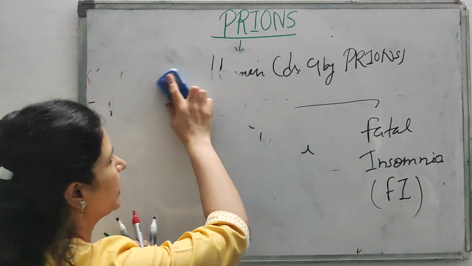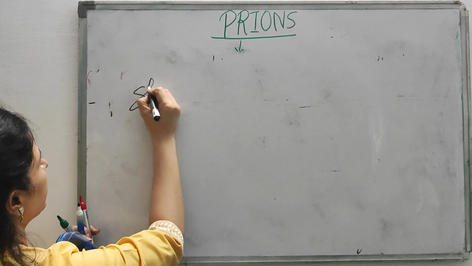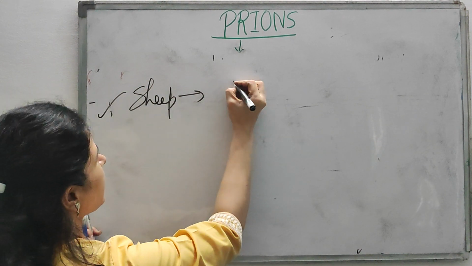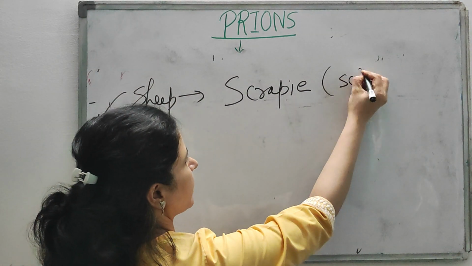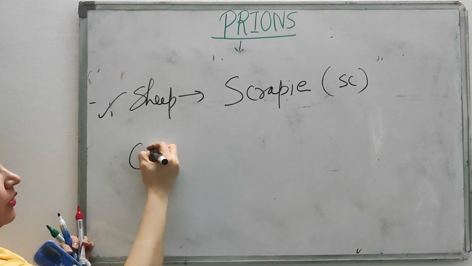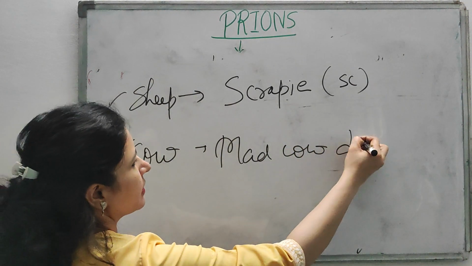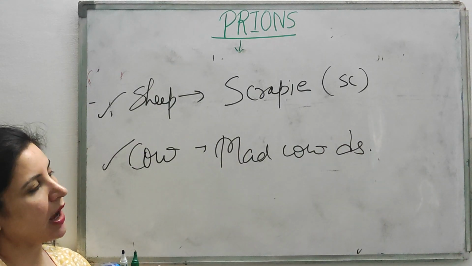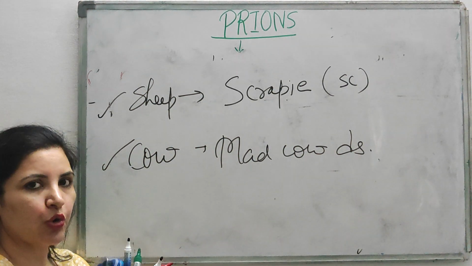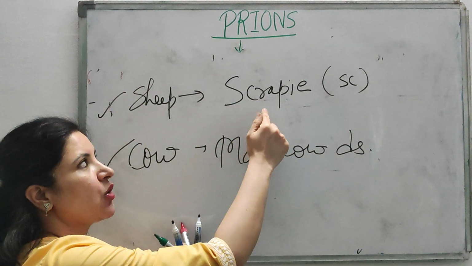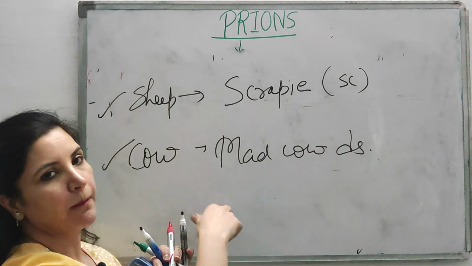Now, besides humans, prions can also cause diseases in sheep as well as in cow. In sheep, it will cause a disease known as scrapie. In short form, scrapie is written as SC. And in cow also, prions can cause a disease known as mad cow disease. So these are the different diseases caused by prions in different animals. In humans, three diseases: Creutzfeldt Jacob disease, Kuru, and fatal insomnia. In sheep, scrapie, and in cow, mad cow disease.